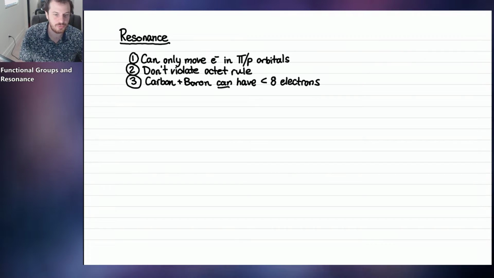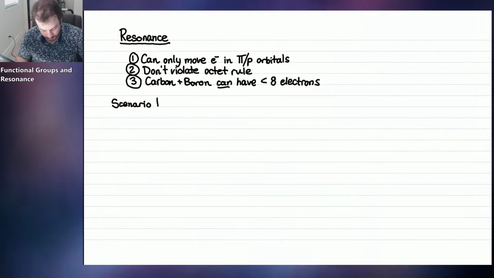Now let me give you 5 scenarios that resonance is likely to occur. So these are 5 patterns you want to look out for in organic molecules that will tell you, okay, there's a resonance structure available for this pattern, okay? Scenario 1 is the most common situation that you'll encounter. Scenario 1 is you have an organic compound that has a polar pi bond.